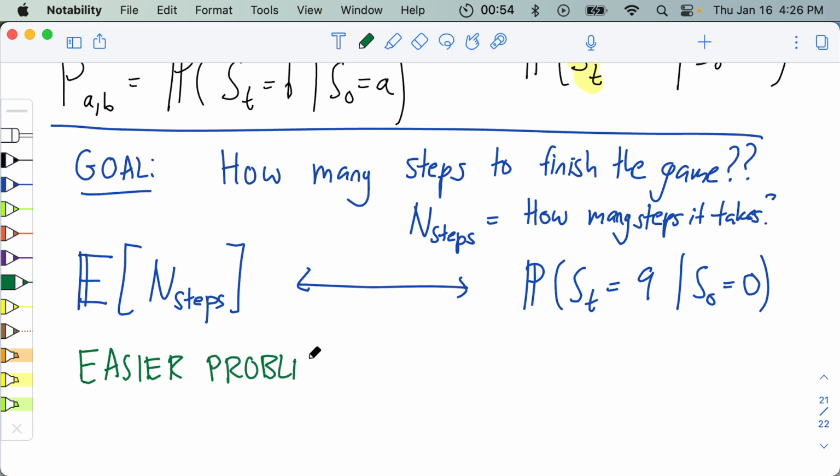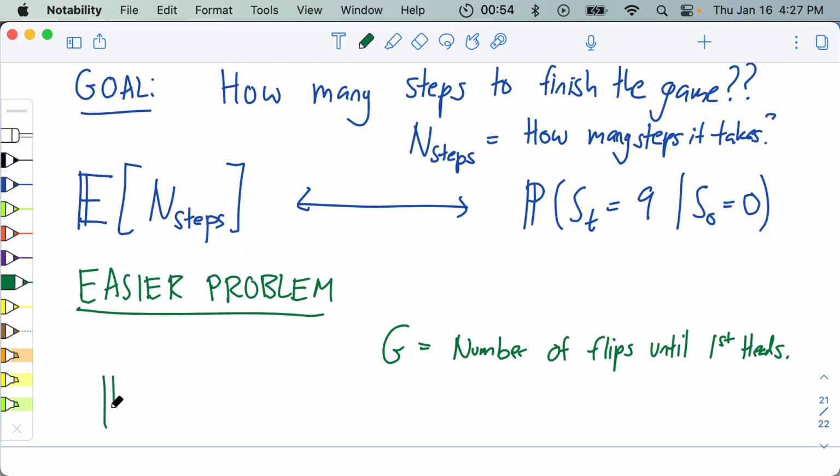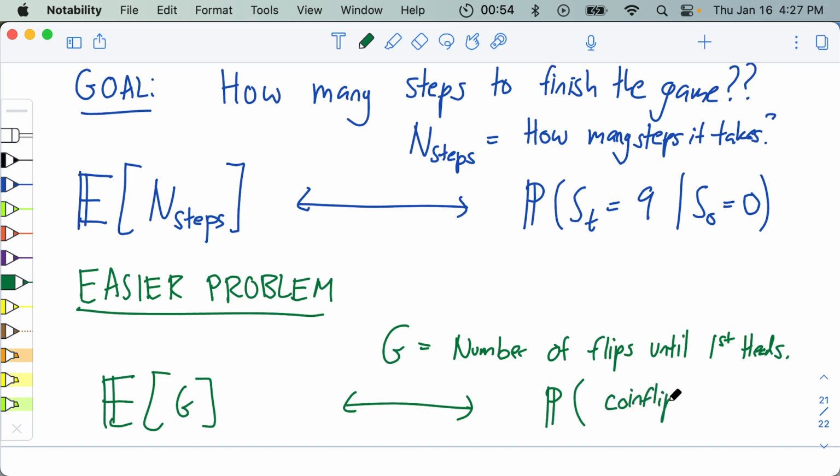So here's an easier problem, which is we're going to do coin flips, and we're going to make N equal the number of flips. Oh, I think I called it G. Let's call it G. G is the number of flips until the first heads. Okay. And we want to figure out the expected value of G. And we're going to relate this to probabilities involving coin flips. And to see how much you know about this problem, which hopefully is ringing a bell, I'm going to ask you a question.